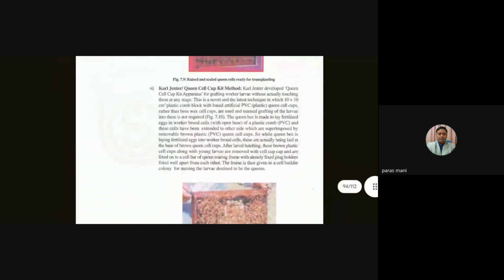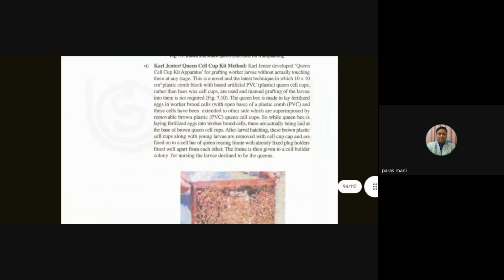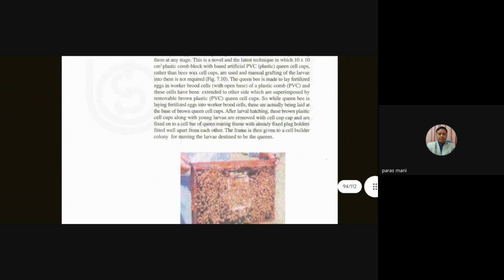Here the egg is actually laid on some PVC structure that is given as a base of the queen cup cells. That will be a very small piece, and after the egg is laid, it will be completely transferred to the regular queen cup cells. So there we will not touch the egg or larva for the purpose of grafting.